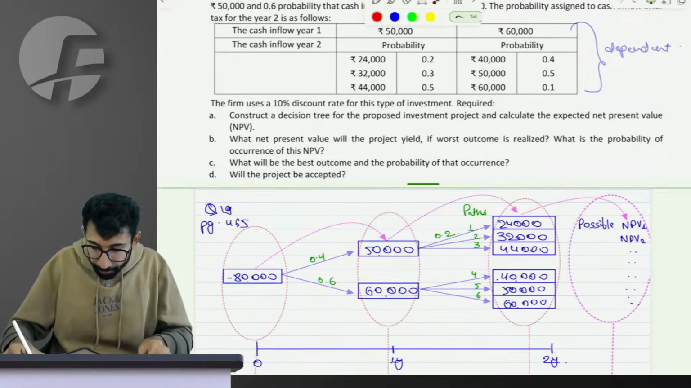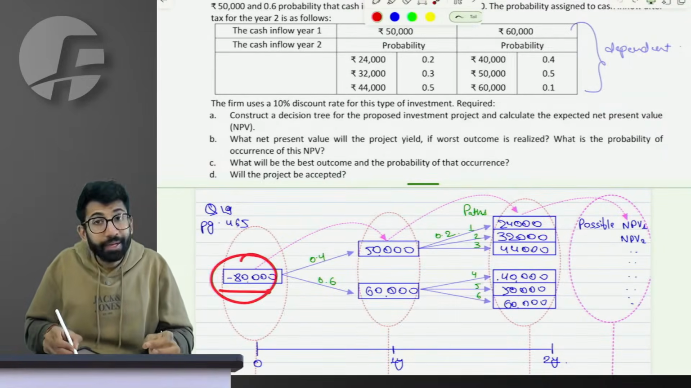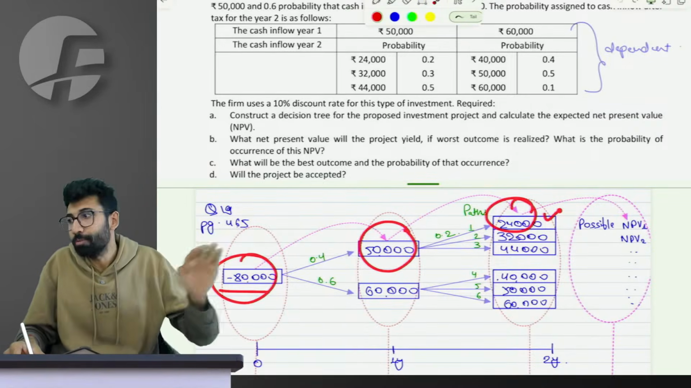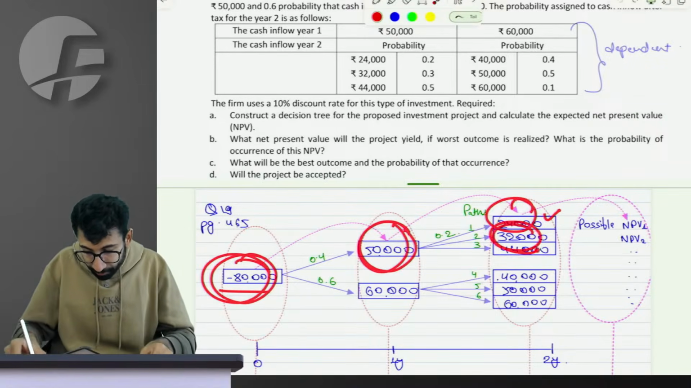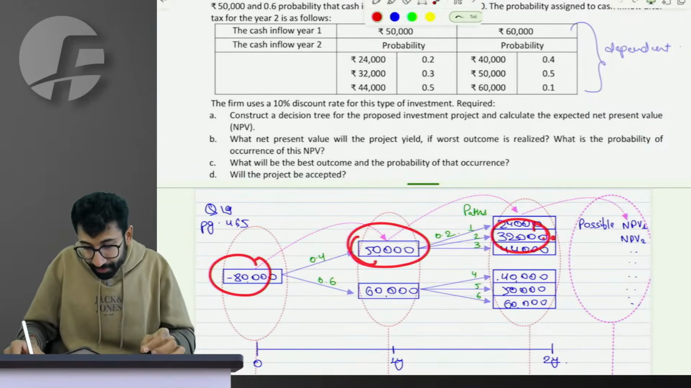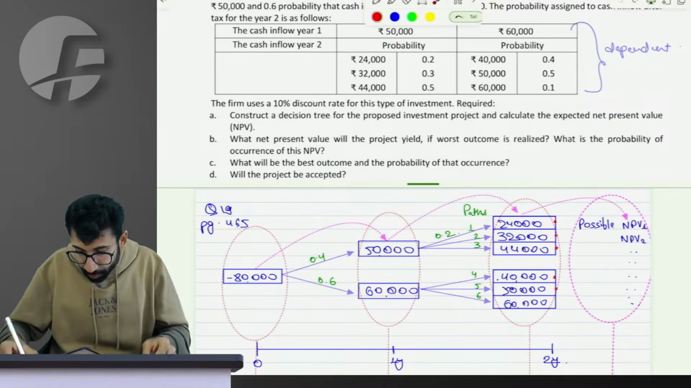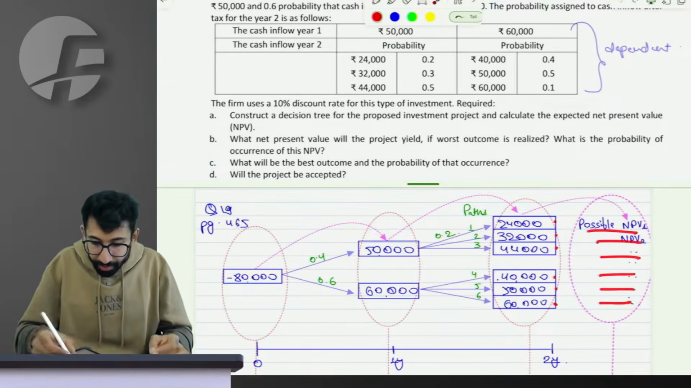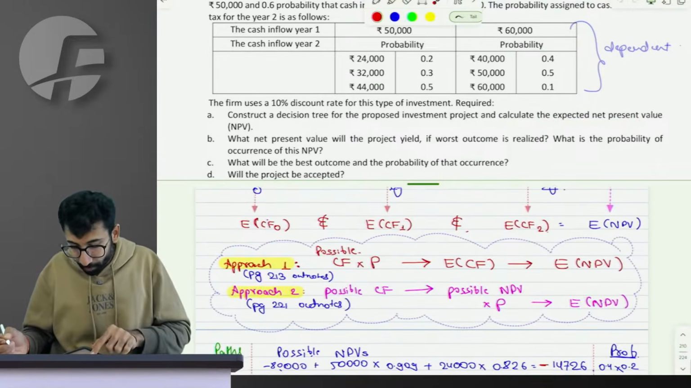Sir, this is a particular case, this is a particular case, this is a particular case: at year 0 I pay 80, first year I receive 50, second year I receive 20. This is a particular path. Then at year 0 I pay 80, first year I receive 50, second year I receive 32, this is a second path. So using these 6 possible paths, you have to calculate 6 possible NPVs, and then calculate expected NPV. Could you follow?